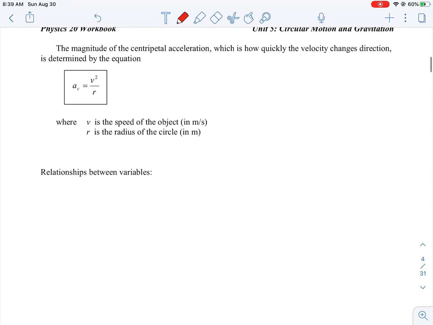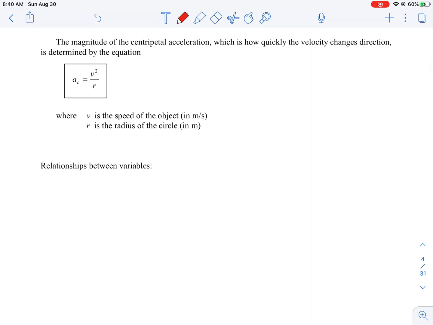All right, one last thing for the kinematics, and that is the equation for centripetal acceleration. The equation we have is AC is equal to V squared over R. And I think everything's logical. V is the speed, R is the radius. But the question is, does this make sense? Does this equation help us understand how quickly the velocity changes direction?